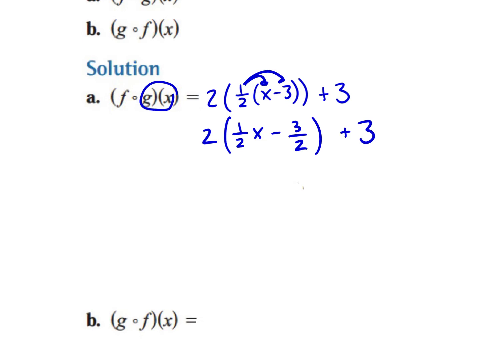So for this first step, could we have canceled out the 2 and the 1/2? Yeah. So next, what should I do? Distribute the 2. So here, if you notice, 2 times 1/2 is just 1. And 2 times 3/2 would just be 3. So from the start, we could have just canceled the 2 and the 1/2. We could have multiplied those together, and it would just be 1.